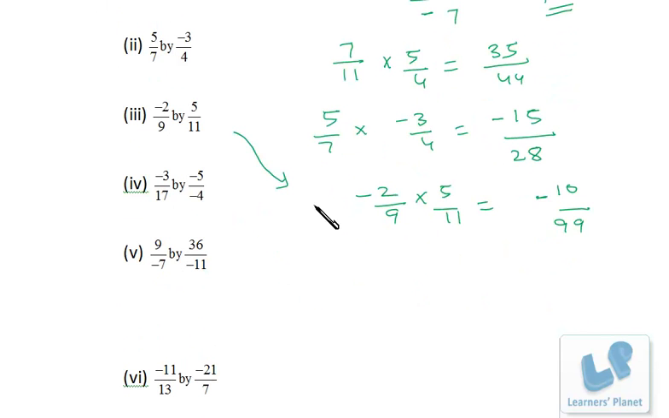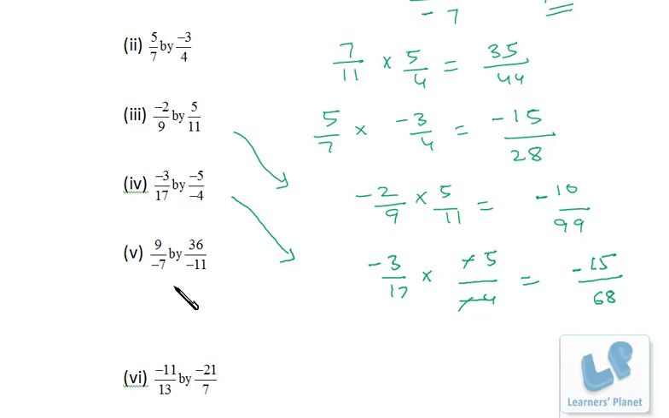Similarly, here it's minus 3 by 17 into minus 5 by minus 4. So this minus and this minus, they will make plus, right? I can take it out. Now this 3 into this 5 is 15 and 17 into 4 is 68. These minus signs are cancelled, but we are still left with one minus sign, so I put it over there.